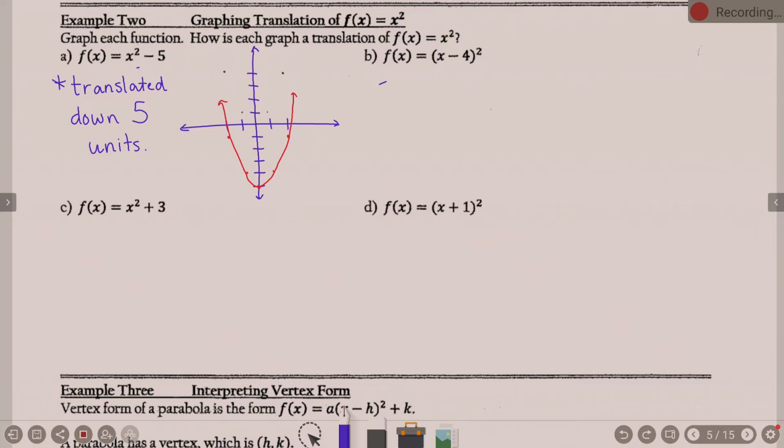And so this is going to be translated right 4 units. So that's what we're going to be doing with our graph here, is we're going to be taking our graph and moving it right 4. Okay, so start setting up your graph.